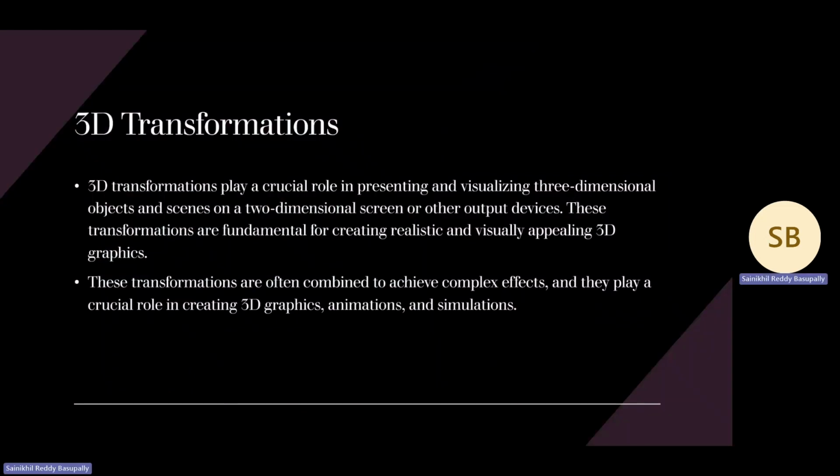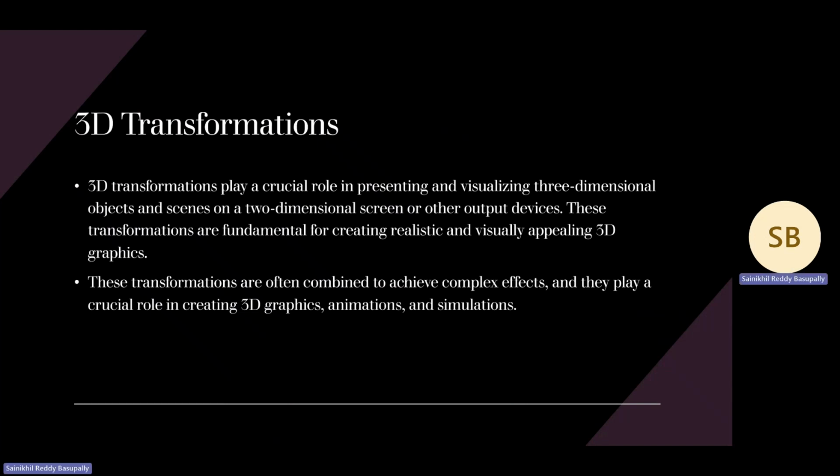Coming to 3D transformation, 3D transformation is the process of manipulating the view of a 3D object with respect to its original position by modifying its physical attributes through various methods of transformations like translation, scaling, rotation, and shear.